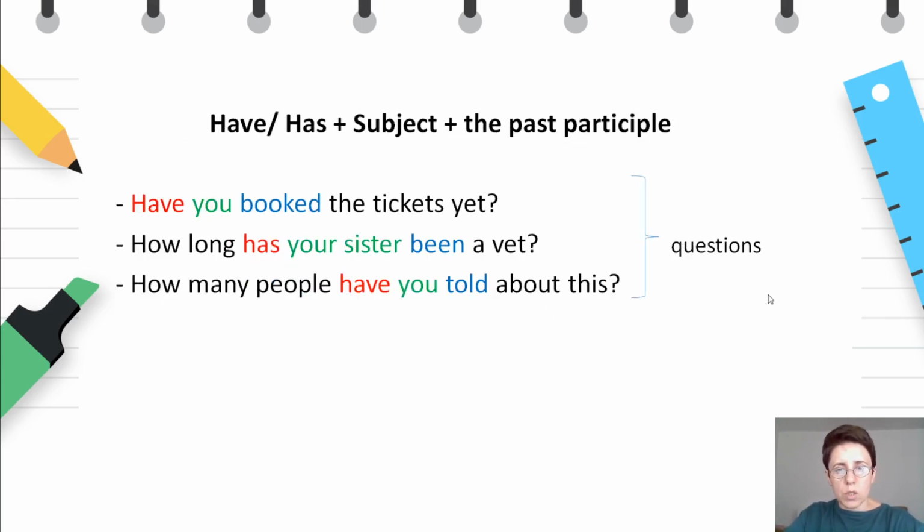We make the questions simply by moving have or has in front of the subject, then the past participle of the main verb. For example, have you booked the tickets yet? How long has your sister been a vet? How many people have you told about this?